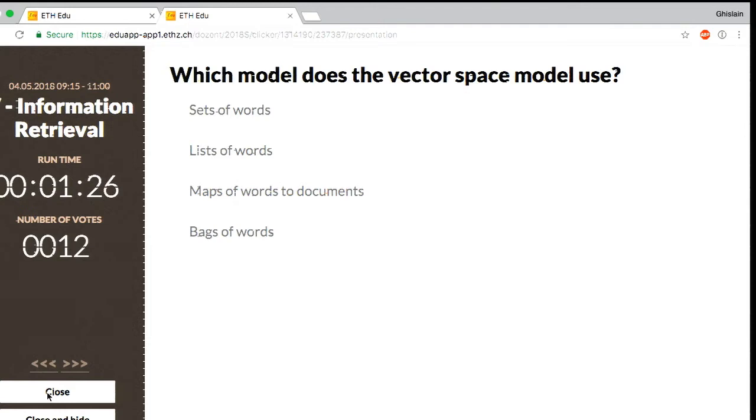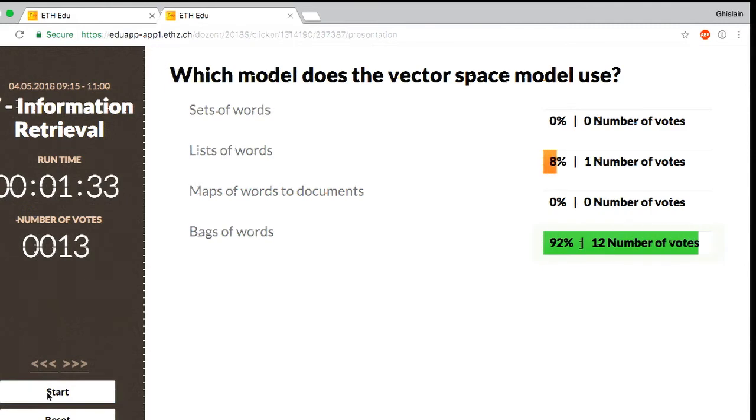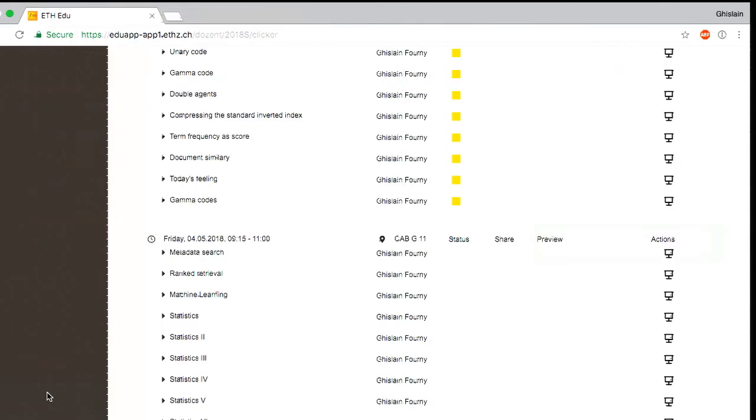Note that this is a purely mathematical question. These are abstract data types, not actual implementations. So 13, let's take a look. Yes, bags of words. So you got that. I guess I don't have much to say. Lists of words, no, because we lose the ordering of the words. We do not care about the ordering of the words in the vector space model. OK, so you got that.